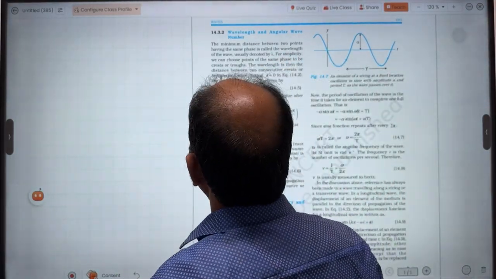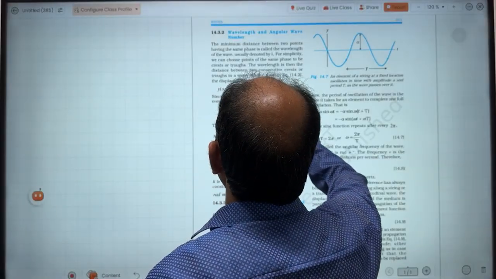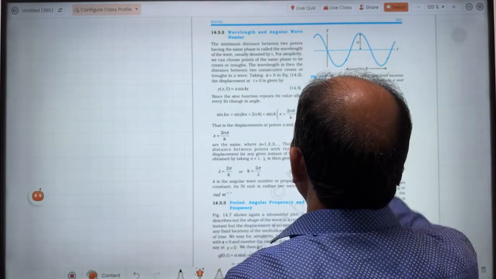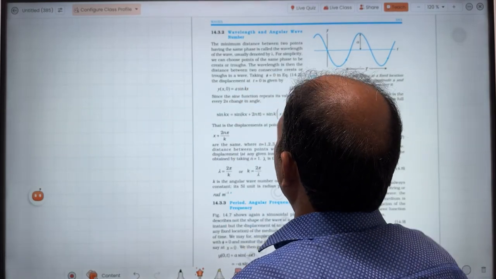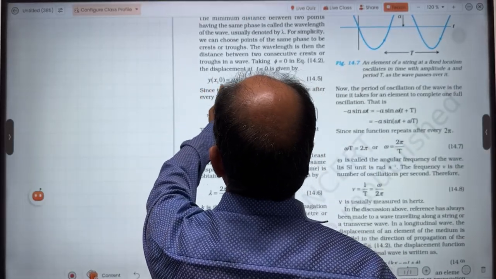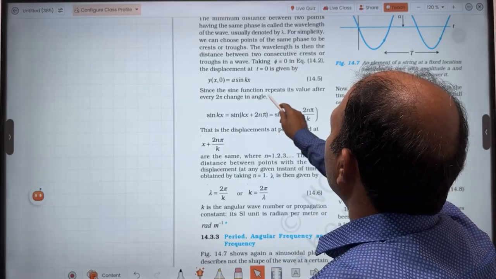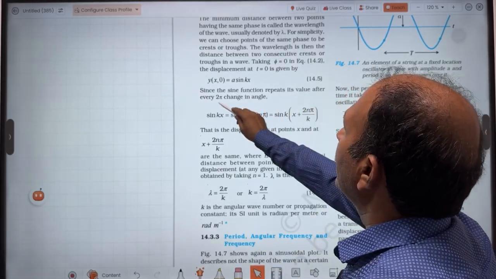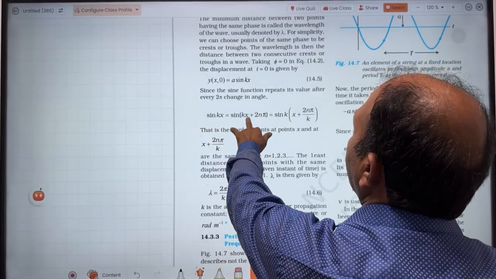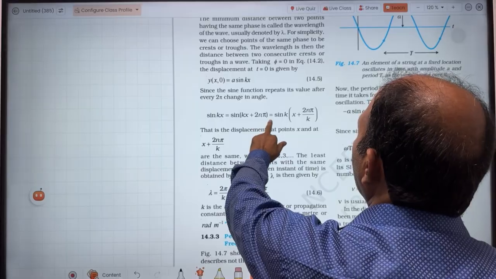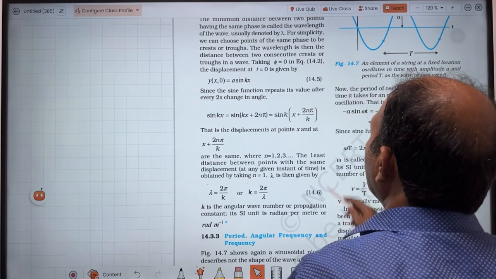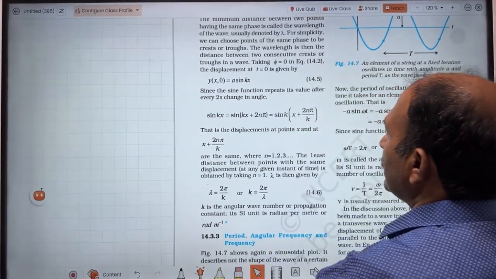The relation that we have studied is y(x,t) = a sin(kx + ωt + φ). Here we are making some assumptions that φ = 0 and t = 0, then we get y(x,0) = a sin(kx). Since the sine function repeats its value every 2π change in angle, sin(kx) equals sin(kx + 2nπ). We can take out k from here, so we write sin k(x + 2nπ/k).